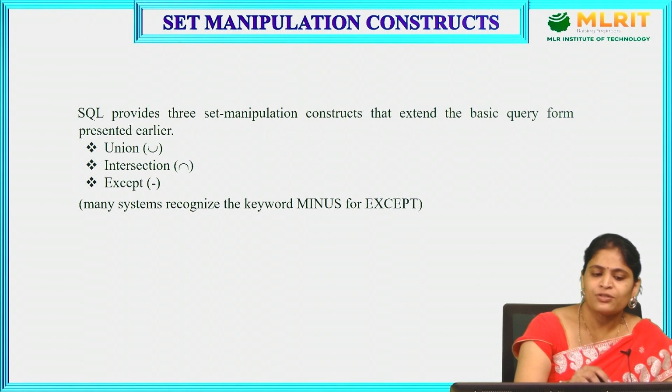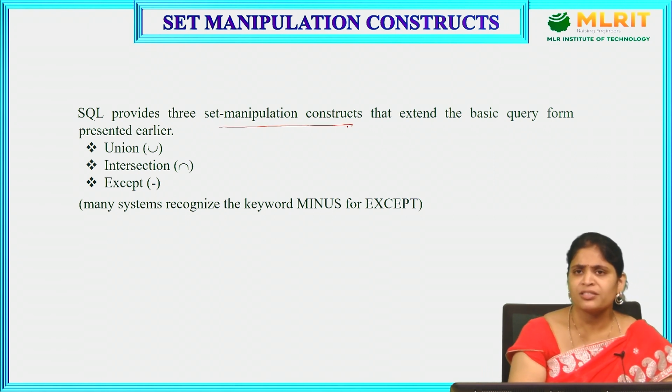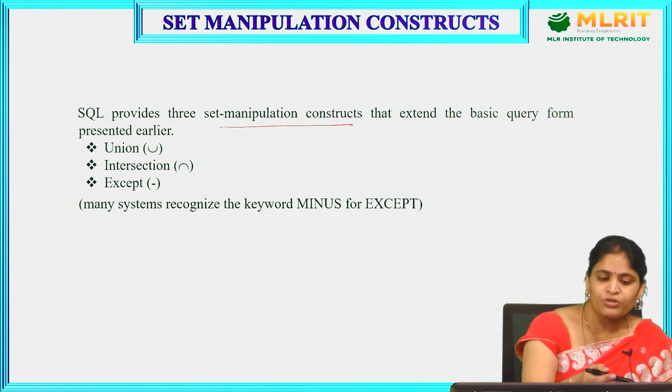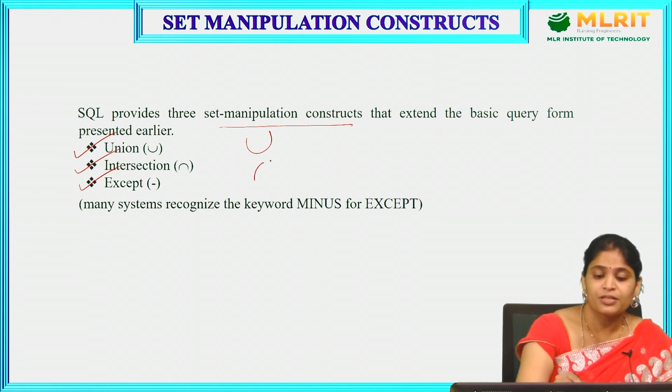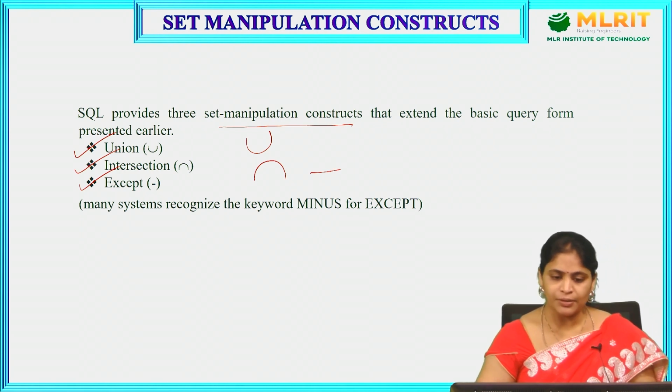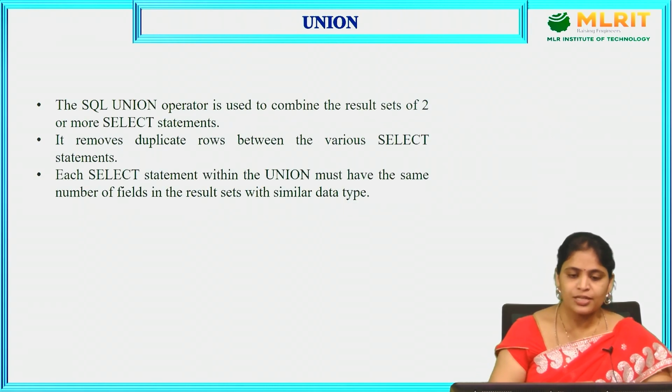So, SQL provides three set manipulation constructs. Those three include union, intersection and except. Union is represented by the symbol U, intersection by an inverted U, and except by the minus symbol. So, these are the three set manipulation constructs. Let us discuss union.